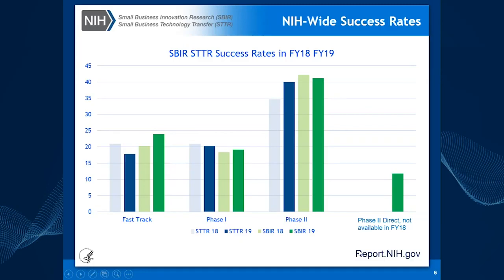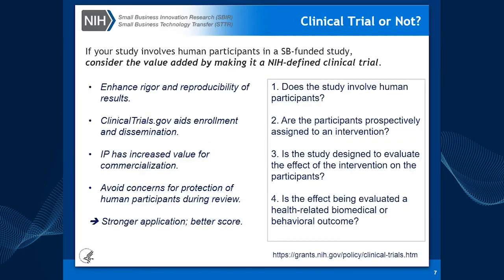This data is available publicly at report.nih.gov. The fiscal year 20 data will come out soon, and you can track this in the future. And you can drill down to the IC level to see what success rates are at different ICs here at NIH. Dr. Yang talked about clinical trials and the extra information you had to provide in the application.